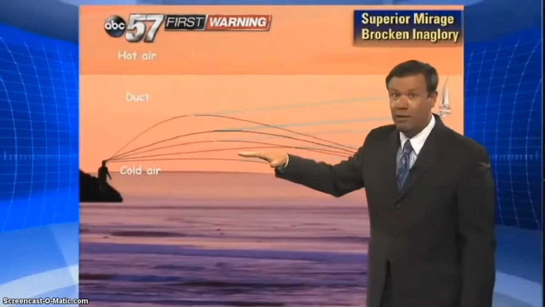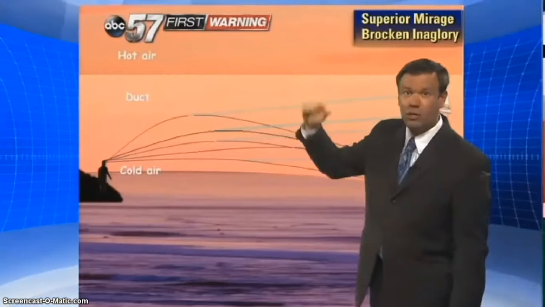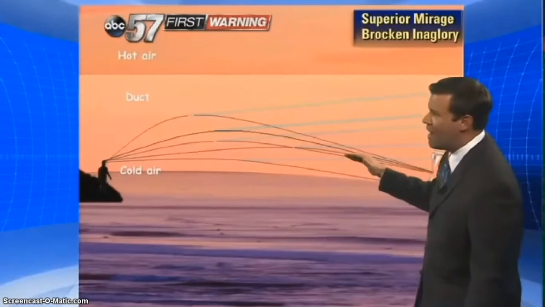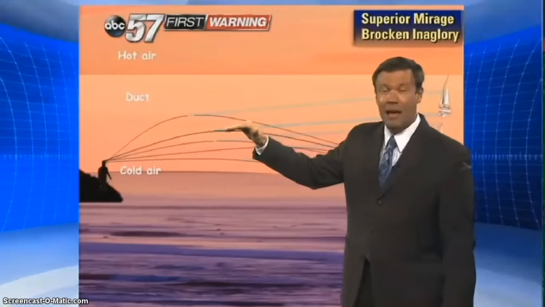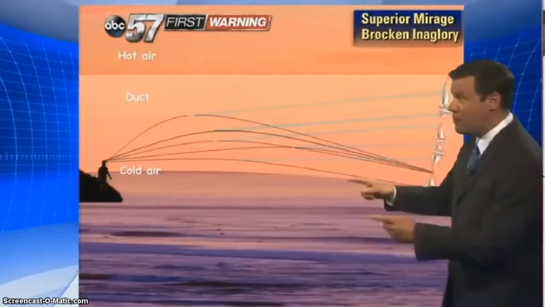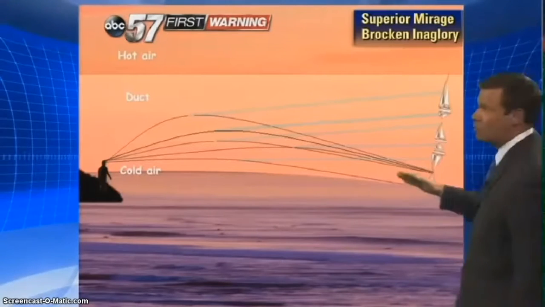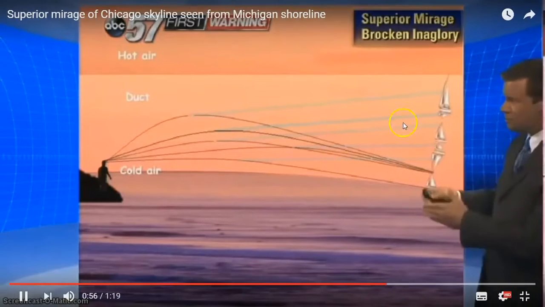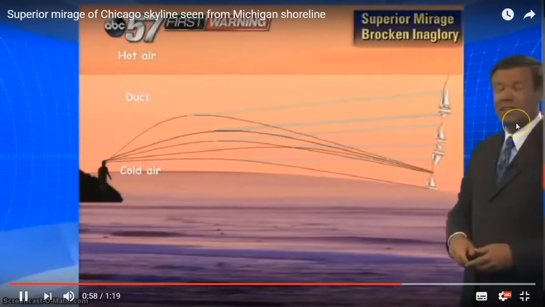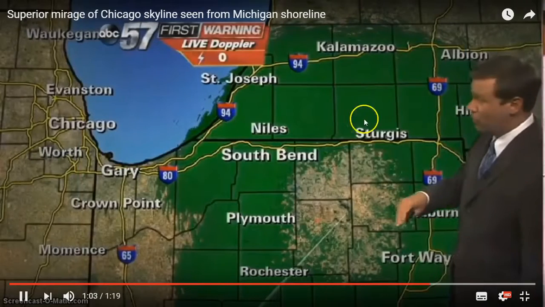We have cold air near the cold lake water and some relatively warmer air above it. This will bend the image of that skyline back towards the viewer. And so typically we would not be able to see this. This image would be viewable from much, much higher in the sky, up in space. But instead, we're able to see it on the Lake Michigan shore. Very fascinating, and that's the same reason we're actually seeing this.